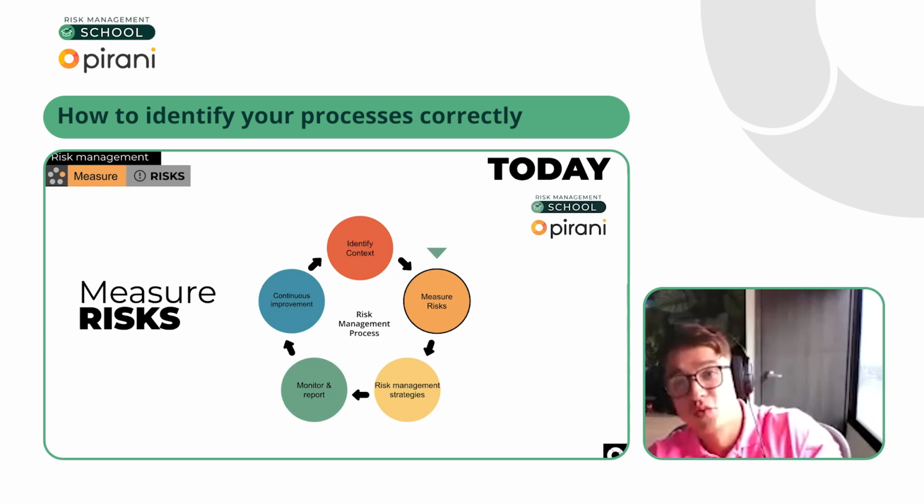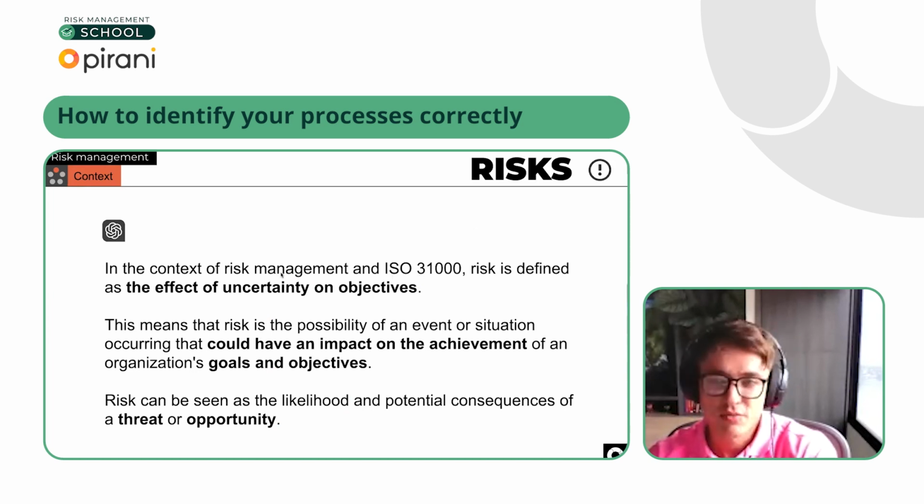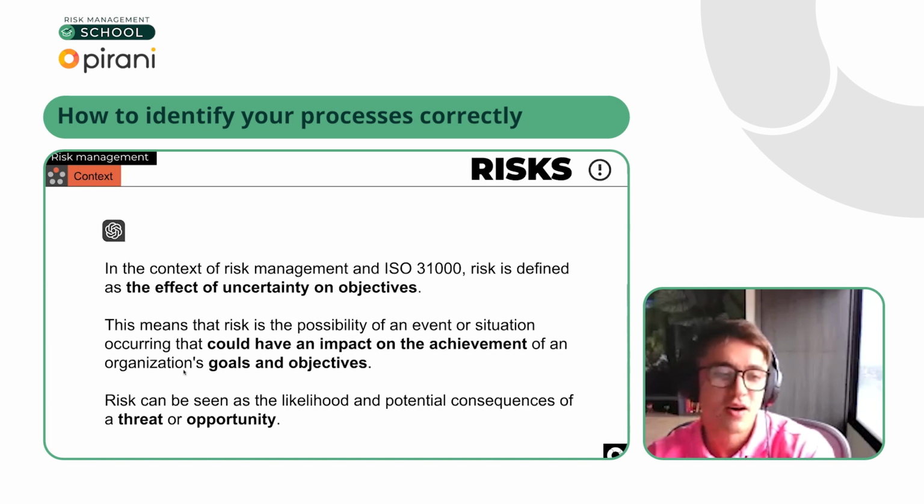So let's start with the definition of risk. This is the definition that I like the most. It is based on ISO 31000. In the context of risk management, risk is defined as the effect of uncertainty on objectives. This means that risk is the possibility of an event or situation occurring that could have an impact on the achievement of the organization's goals and objectives, right? So risk can be seen as the likelihood and potential consequences of a threat or opportunity. I want you to take this into account: risk is not only negative things. Risk is also opportunities, things that you can do in your company to grow or to be a better company. Companies that do not take risks are companies that do not grow.